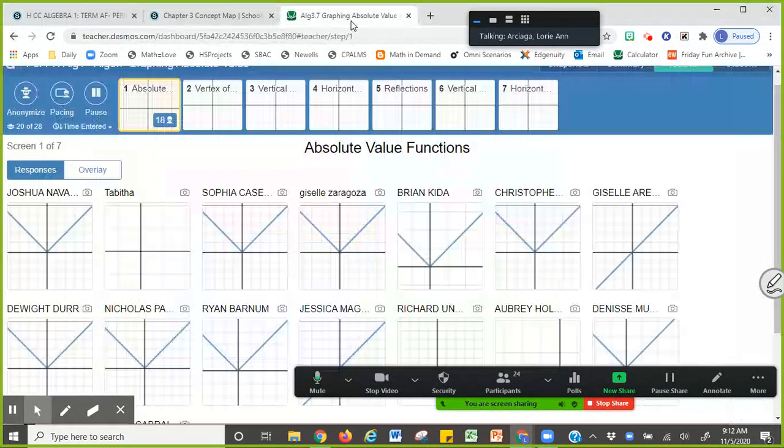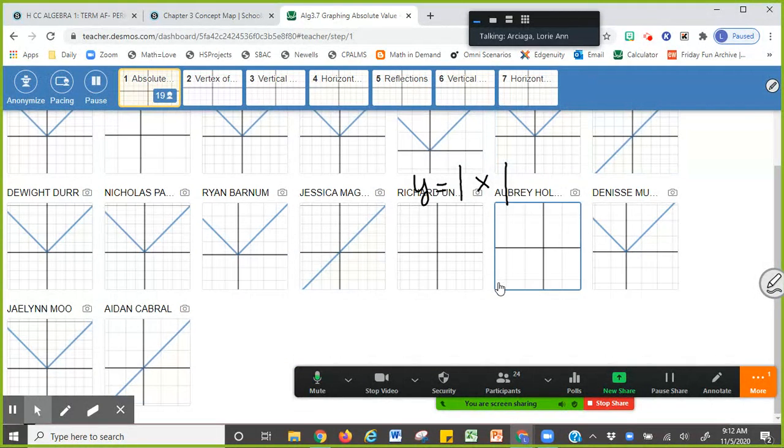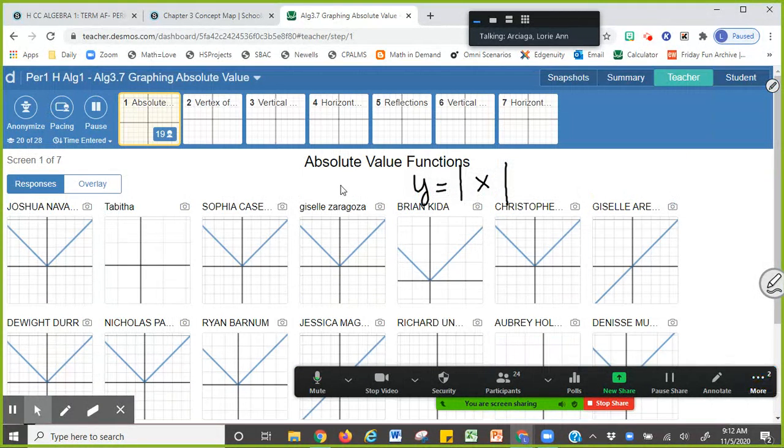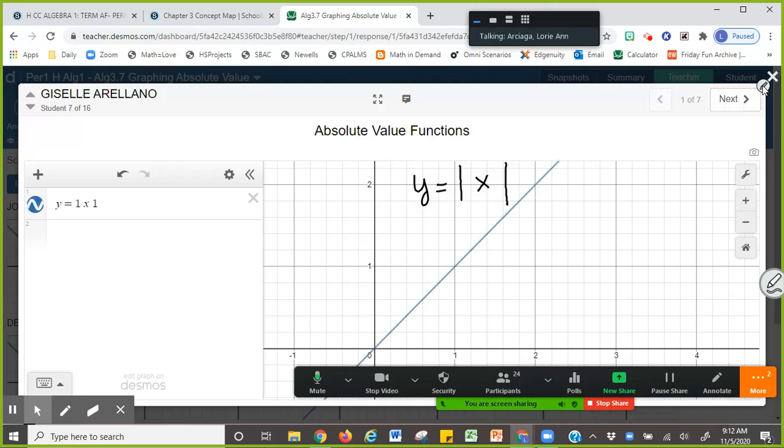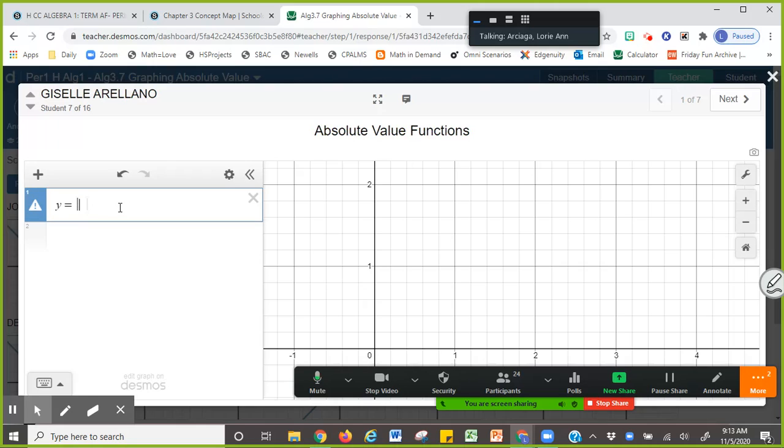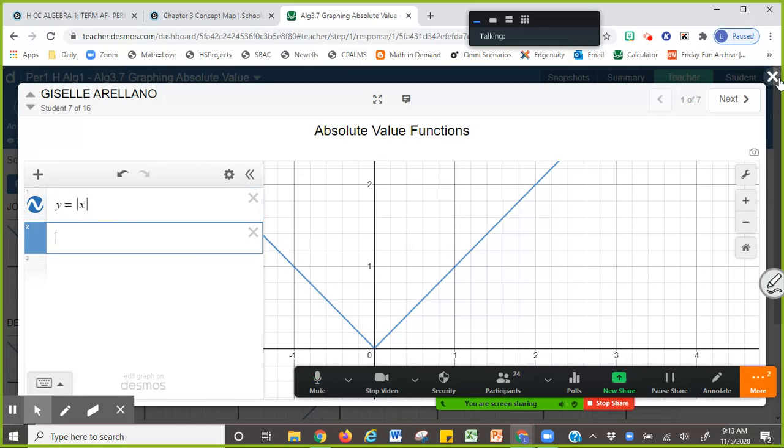All right, so when you type it in, hi Giselle, good morning. Hi Jessica and Aiden. Okay, so when you type it in, give me 1 second. Let me see. All right, Giselle, I'm on your screen. May I write on your screen? Okay, don't use the 1, honey. I'm gonna do delete, okay? So you will enter, there's like a vertical line underneath backspace. There you go. So absolute value of x. That's the one.